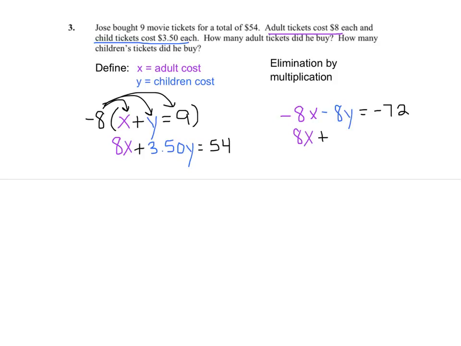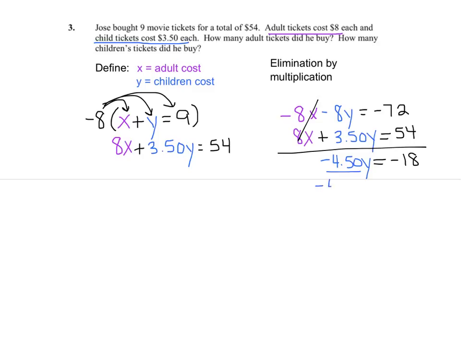And let's rewrite the bottom. 8x plus 3.50y equals 54. Now we can eliminate the 8x's. So -8y plus 3.50y is -4.50y. And that equals -72 plus 54 is -18. Divide both sides by -4.50. And y equals $4. So your cost of a child's ticket is $4.